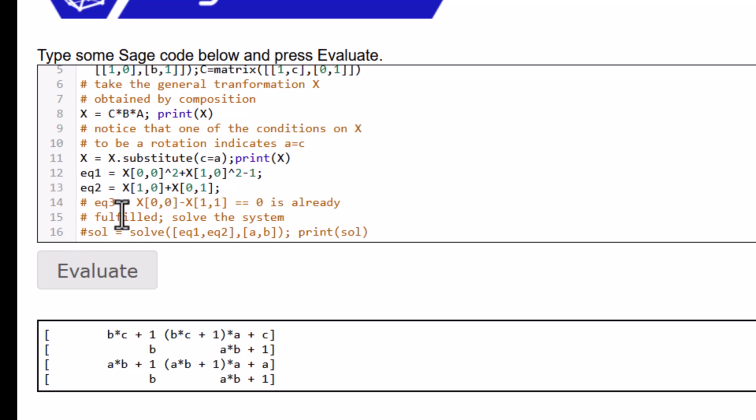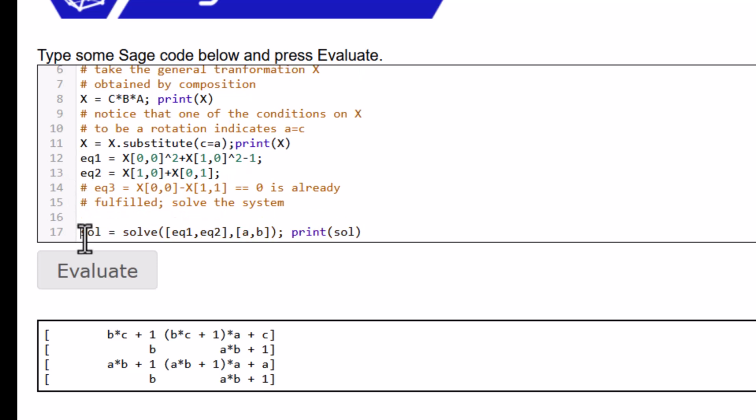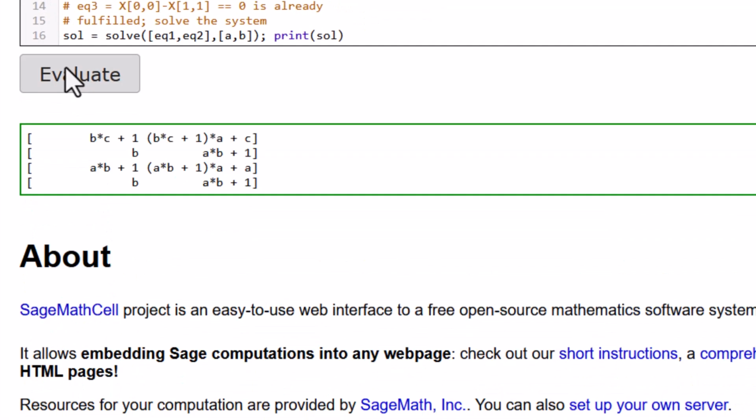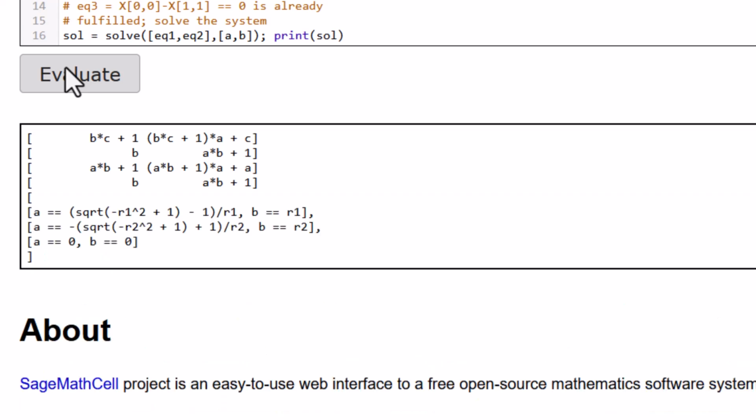And the third equation is already fulfilled, right? Because we just guessed this. So that's okay. And now we ask the Sage to solve it, and to print us the solution. So you see he's struggling a little bit, but he gives us 3 solutions.